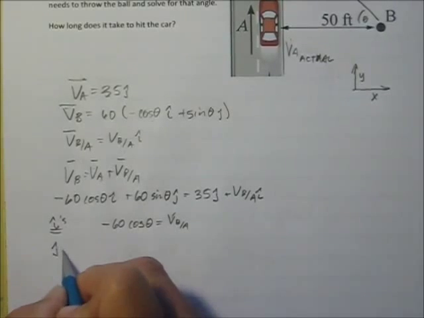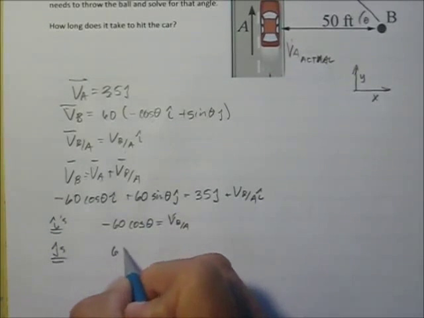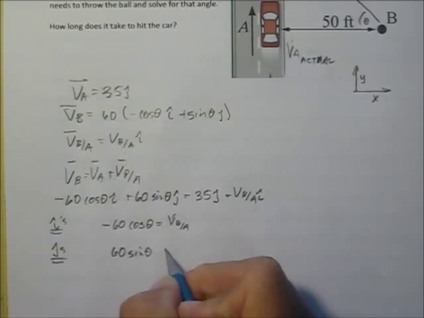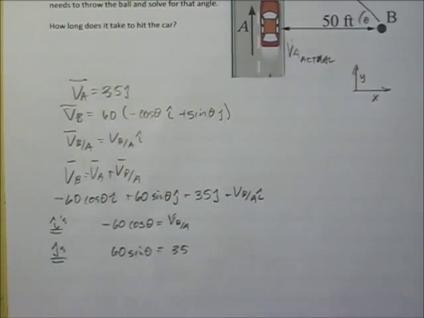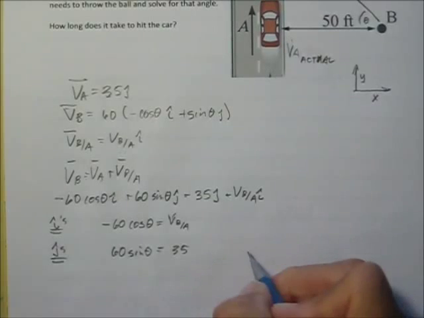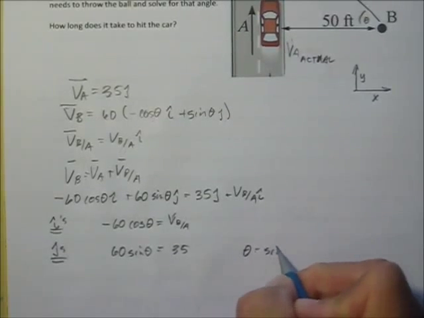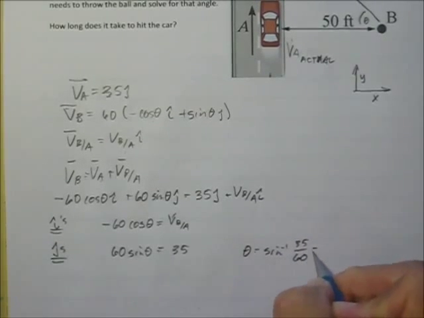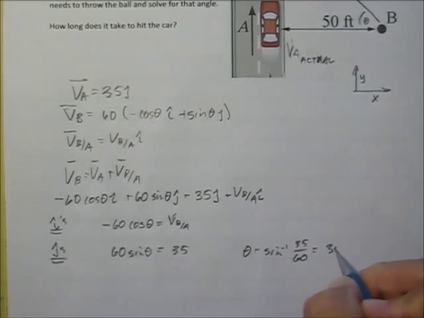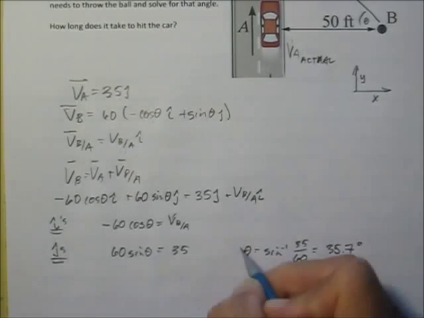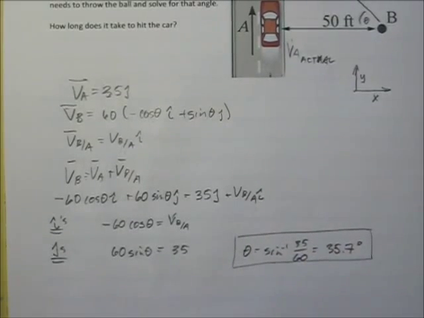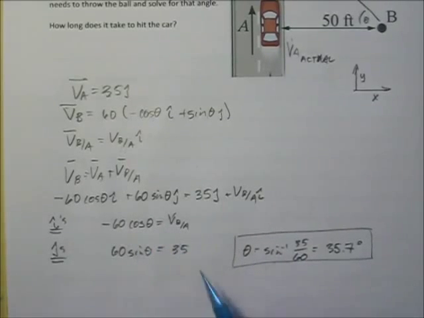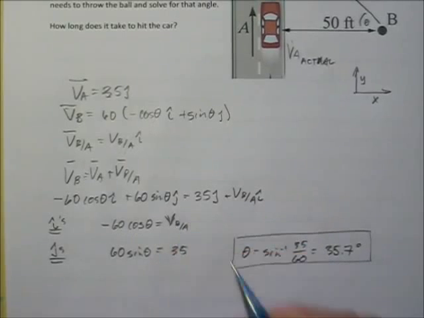Let's try j's and see what we get. So 60 sine theta is equal to 35. Hey, now I got something here. I can say that theta is equal to the inverse sine of 35 over 60, which is equal to 35.7 degrees. All right, so I found my first answer. What is the angle that I have to fire at? Turns out in this case, I didn't need this equation. Sometimes it's simple enough that you don't need both equations, but in this case you didn't.